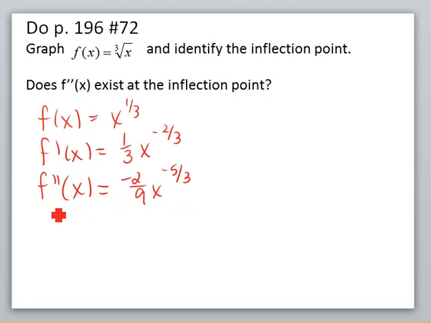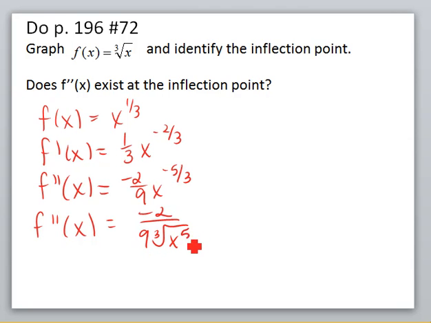And then what I look at here is, well, my second derivative actually says I have negative 2 over 9, the cube root of x to the 5th. There is no value that's going to give me 0. There's nothing on top that will make the top 0. But on the bottom, I notice that at x equals 0, f double prime of x does not exist. That would be a possible point of inflection.